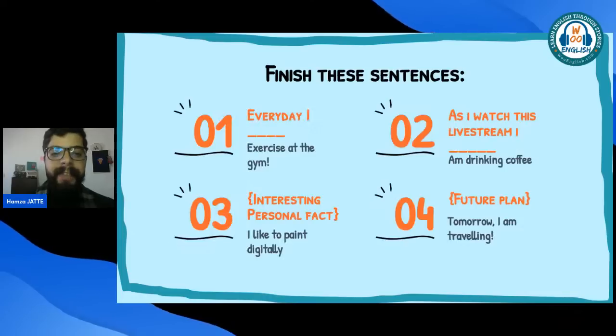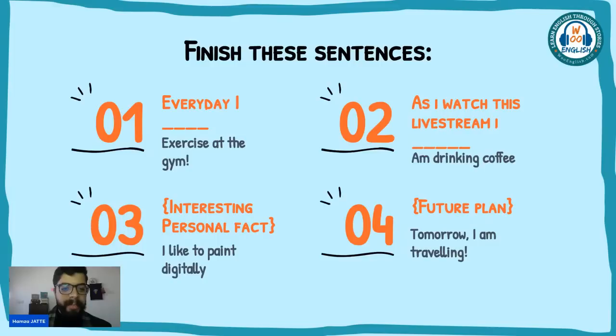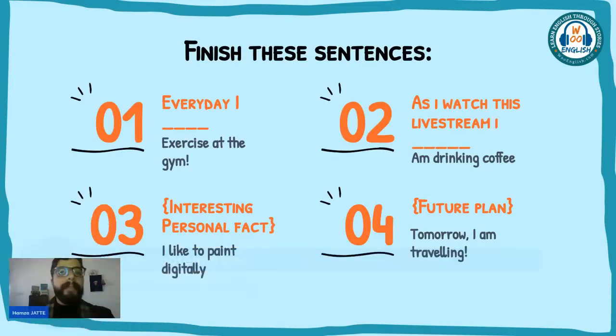Okay, I have one last task for you guys. So let me put myself in the corner again. Oh, no, you should be sure, Jan, you got it correct. So for the last exercise, I want you to finish the sentence. Number one: every day, what is something that you do every day? For me, for example, every day I exercise at the gym. This is my example. What about you guys? What is something that you do every day?